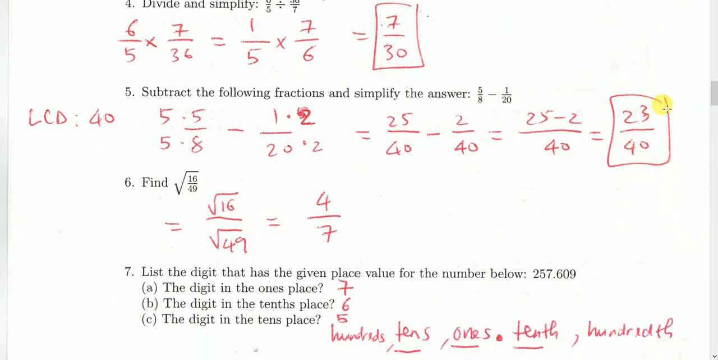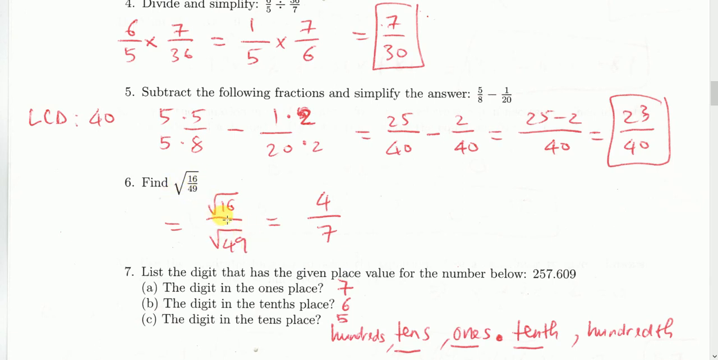And there is no common factor between 23 and 40, so we cannot reduce them to a lower fraction. Now we're trying to find the square root of a fraction. Whenever you see the square root of a fraction, we can always split them up first. So take the square root of the top and the square root of the bottom.